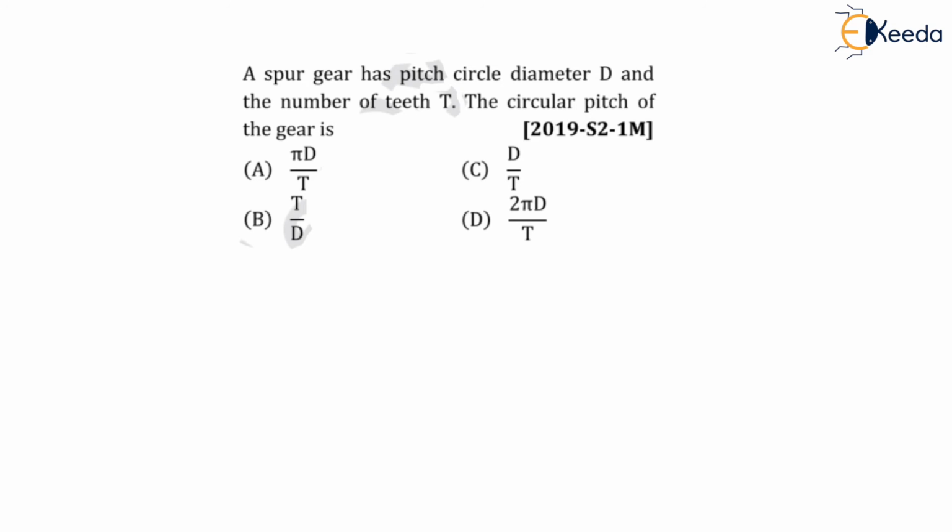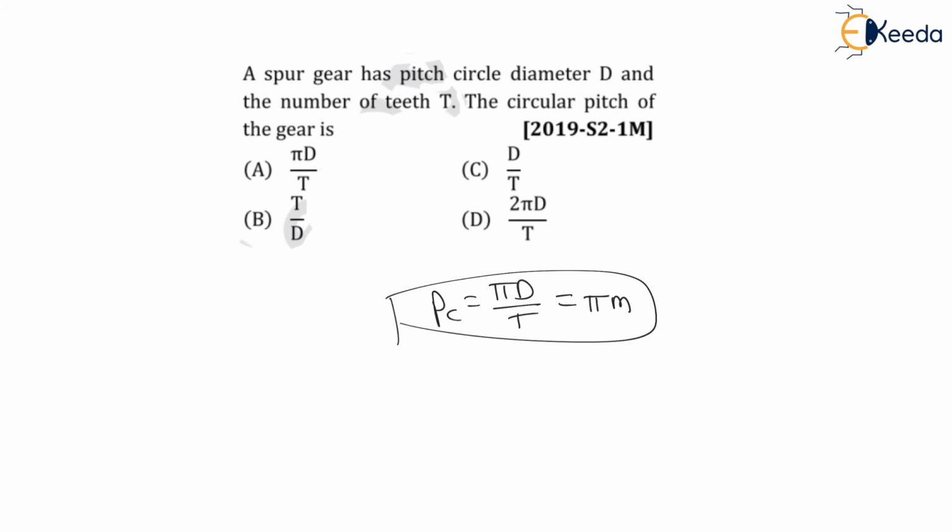Now in terms of number of teeth and pitch circle diameter, the circular pitch is nothing but pi D divided by T. That is, pi D divided by T will be the circular pitch, and we know that D by T is nothing but the module. Therefore it is also written as pi into m, module. Therefore option A is the correct choice.